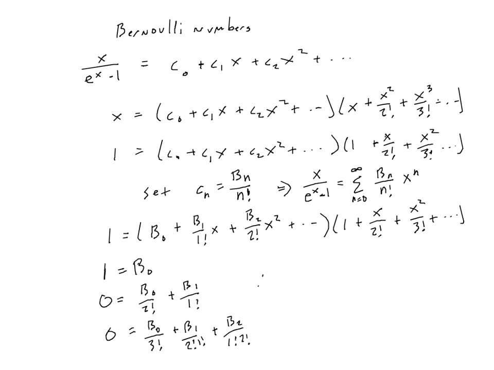And then what you'll find after you figure out enough terms is that, well, of course, b0 is equal to 1. B1, once you know what B0 is, you can figure out what B1 is. And that's equal to minus a half. B2 is equal to 1/6. B3, B5, and B7 are all equal to 0.